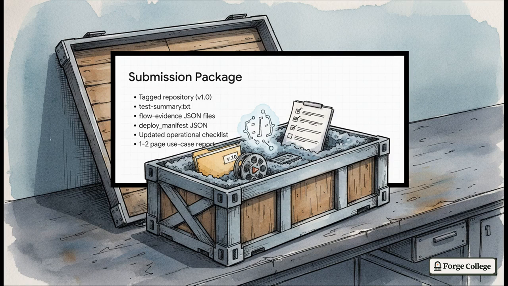It absolutely must include your tagged repo, your test summaries, flow evidence JSON files showing those crucial 3 transactions, the deploy manifest JSON, your updated operational checklist with monitoring endpoints, and of course, your use case report. And hey, if you want to go the extra mile, including a quick 3 to 5 minute screencast demonstrating the issuance and the rejected flow can massively accelerate reviewer understanding.